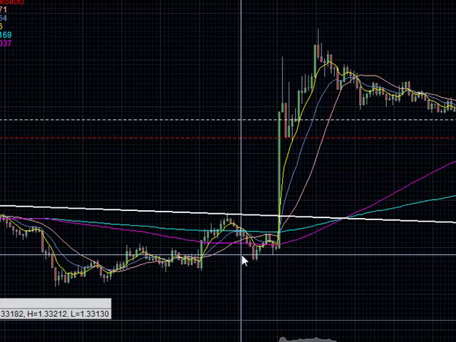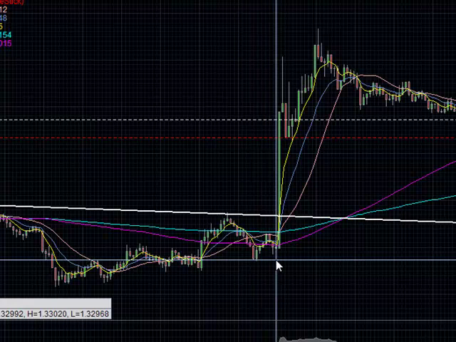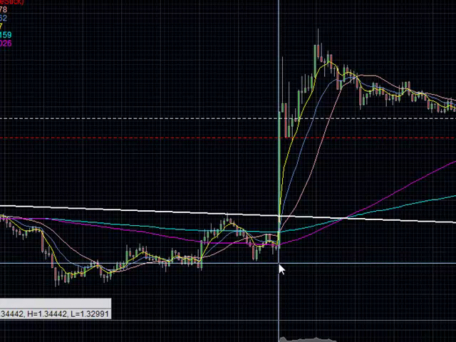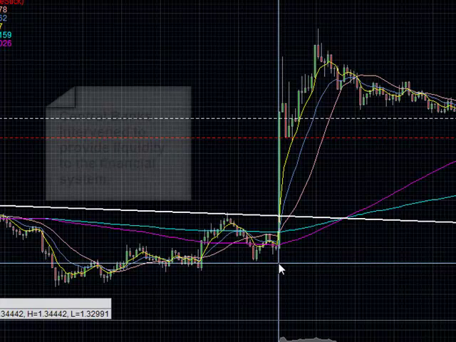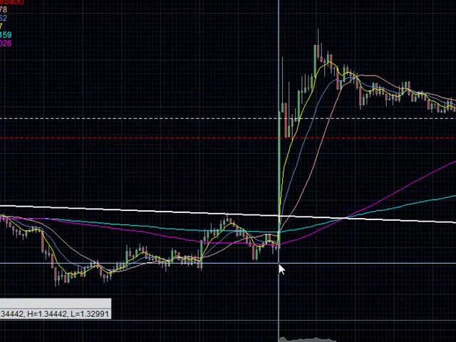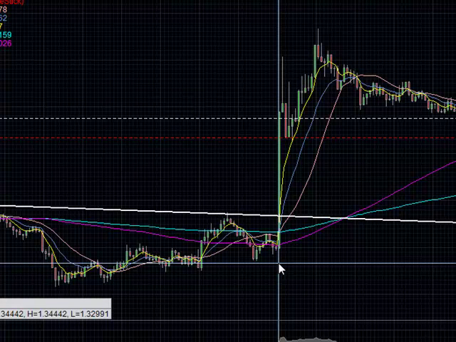And about a few minutes later, we heard news that some of our G7 central banks like the Fed, the ECB, Bank of Japan, Bank of England, and the Central Bank of Canada, they had all agreed to intervene to provide liquidity to the financial system. And the way they're doing this is through using existing swap lines. And the reason why they're doing this is to protect some of the banks in Europe because they're already having major credit issues in Europe.